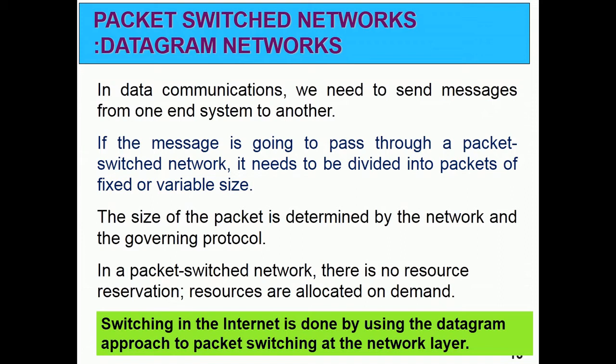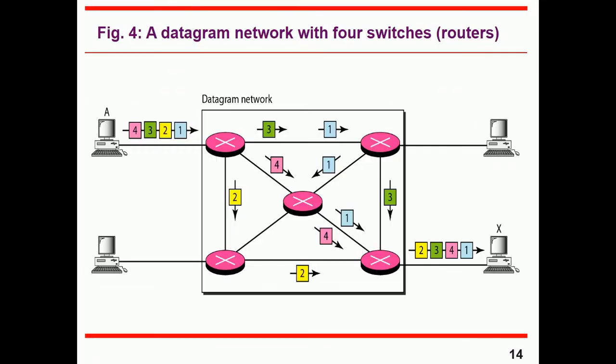So, which switching technique is used in the internet? The answer is the datagram approach. Packet switching at the network layer is used. A datagram network with 4 switches is shown in this figure. There are 4 end systems, and these are connected with the help of switches. This is known as a datagram network.